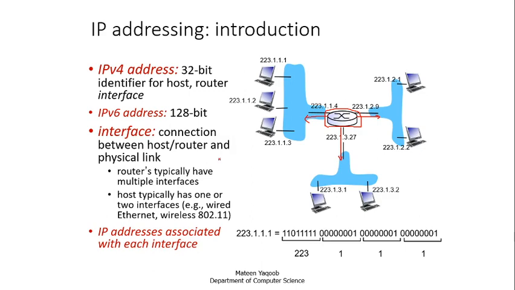So the IP address is associated to each interface, for each router interface as well, and for each host interface as well. You can see here this host has been assigned the IP address 223.1.1.1. So this network interface card of this Ethernet system has been assigned this IP address, and you can see in this system as well, and in this. However, a router has three interfaces, so a different IP address is assigned to each interface as well.